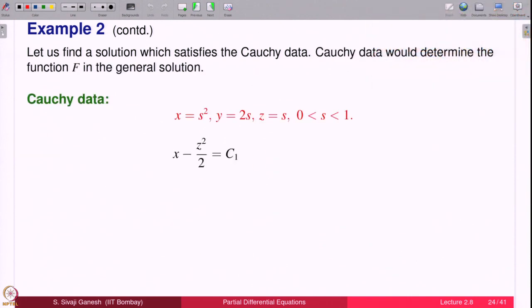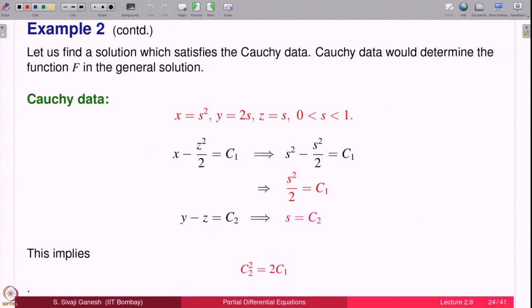Now, we will substitute c1, c2. I think we will find the f using the Cauchy data. That should fix the f, then we will get the solution. That is the idea. Whether we will be successful or not, we will see. So, x equal to s square, y equal to 2s, z equal to s. Substituting x equal to s square and z equal to s in the c1 expression, you get s square equal to 2c1. Now, from the other one, y minus z equal to c2, when you substitute the values for y and z, you get s equal to c2. Therefore, there is a relation between c2 and c1: c2 square equal to 2c1.